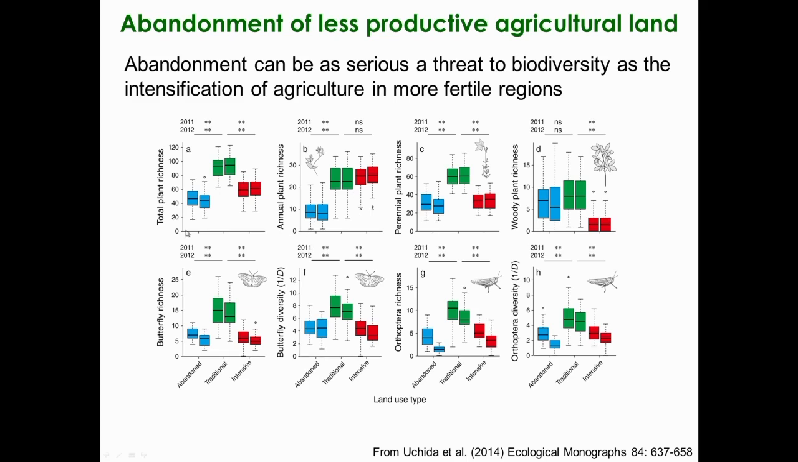And what we have here is quantification of abandoned sites, shown by the blue bars, traditional farm sites, shown by the green bars, and then intensively farmed sites, shown by the red bars. And what interestingly we find for many of these treatments is that the abandoned sites have a reduction in biodiversity compared to these traditional farmed locations.